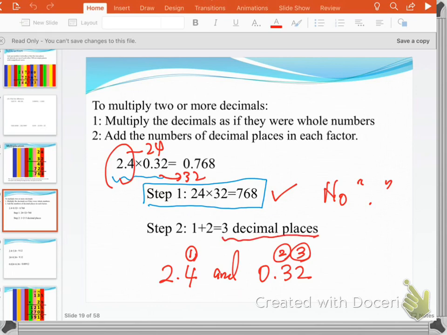So now in the answer, in the product, we want the same number of decimal places. So 2.4 times 0.32 is 768 with 3 decimal places. When you count the decimal places, we count from right to left. So these 3 numbers are all in the decimal part. So here's the decimal point in the answer. So it's 0.768.